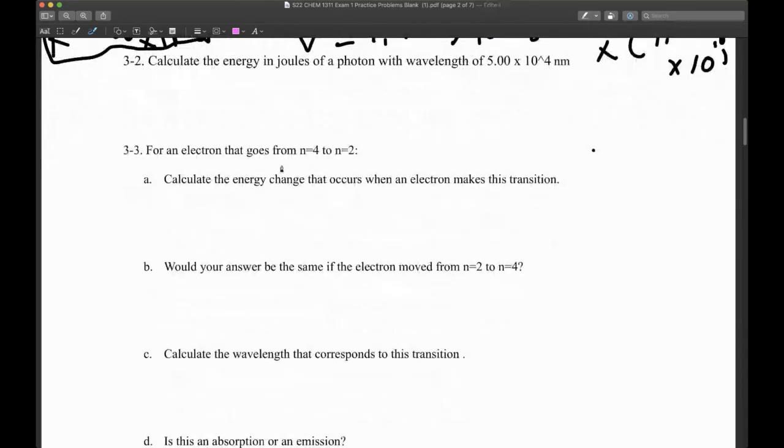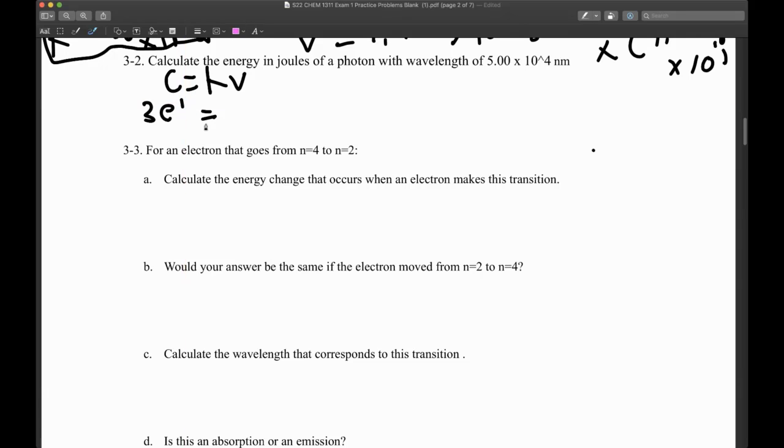Okay. So 3-2, calculate the energy in joules of a photon with wavelength of 5.00 times 10 to the power of 4 nanometers. So let's go ahead and take a look at this problem. We have to take the speed of light. We know we have a wavelength, right? So something that relates wavelength and frequency is this formula right here. So when we plug it in, just for simplicity's sake, the E means to the power of base 10.